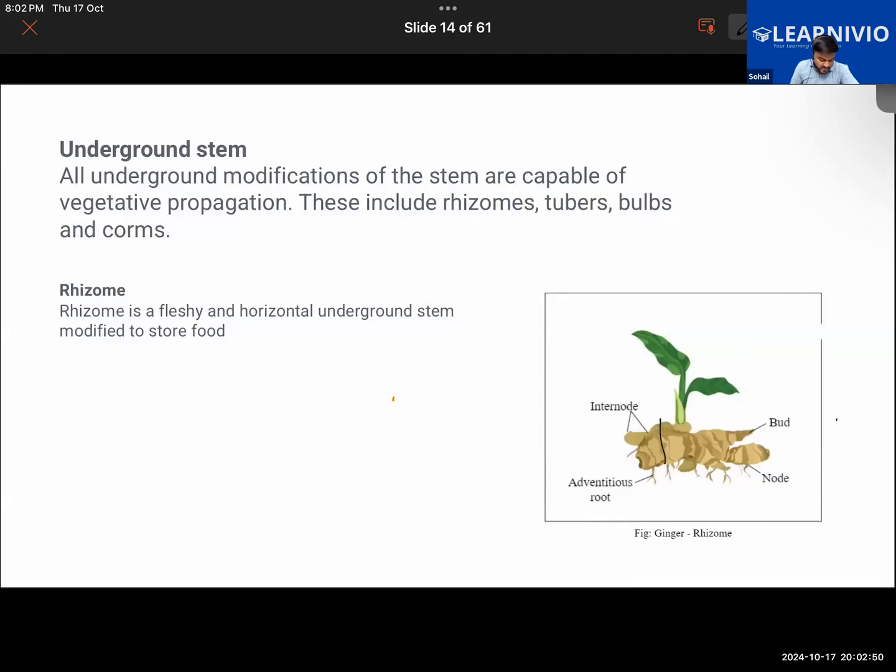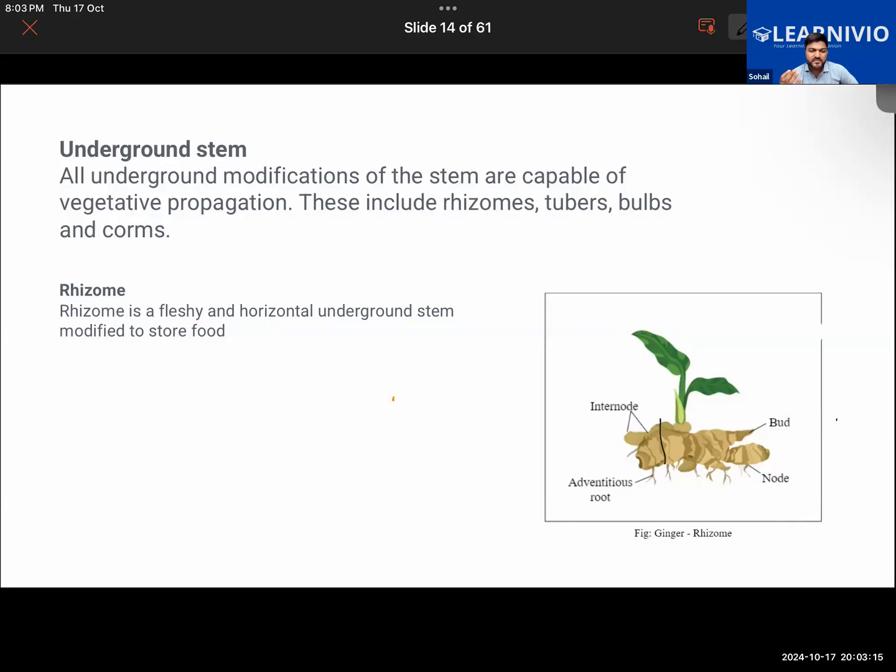Then we are going to learn about the modified underground stems here. So there are different modified underground stems, like you have rhizomes, tubers, stolons. Okay. So there are different types of underground stems, and which of them are modified. Now, why are we calling them modified stems?